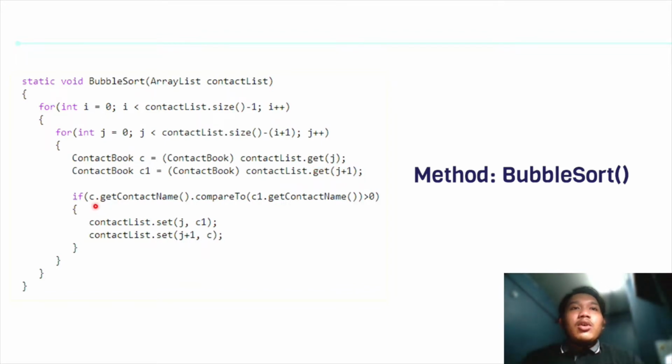First we're going to compare the first value, which is get the J, and compare it to the next object, which is J plus 1, and if it is higher than 0, we're just going to switch their positions, which is we're going to set and switch the position, and we keep looping until it's sorted in order.